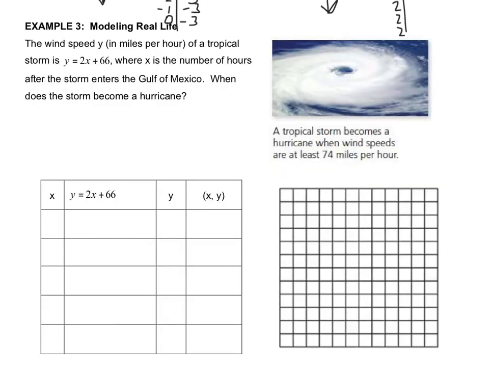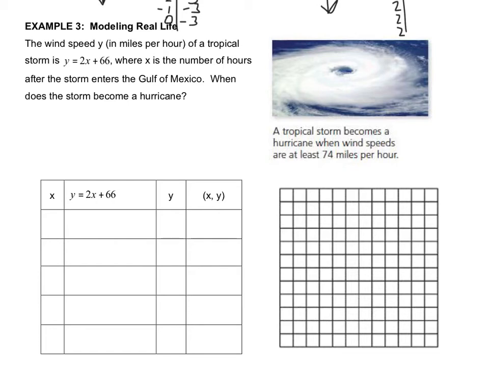Lastly, we have a real-life situation. We want to see what a hurricane storm is doing for us, and then show it on a graph. So the wind speed y, you gotta keep that in mind, of a tropical storm is with this equation, y equals 2x plus 66, where x is the number of hours after the storm enters the Gulf of Mexico. When does the storm become a hurricane?